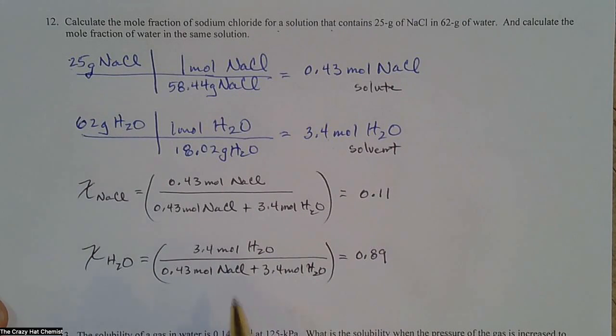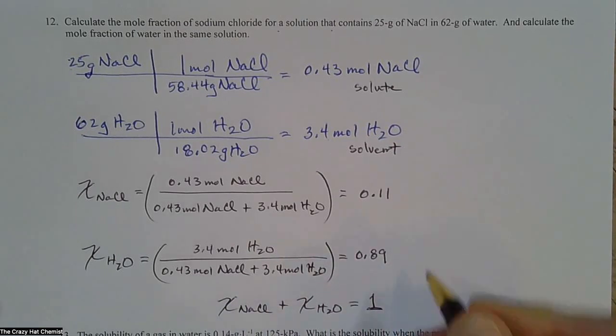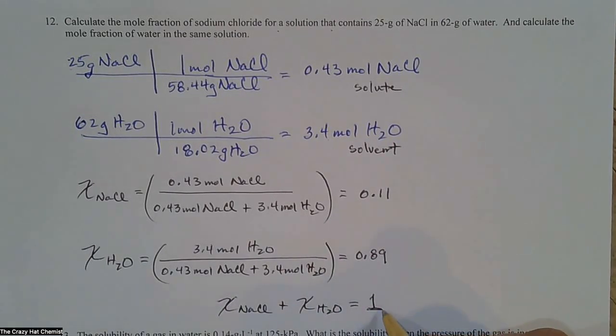And then what you need to do now, to make sure that you have done this correctly, is add the mole fraction of NaCl plus the mole fraction of H2O. That should equal 1. And so I'm going to take 0.11 plus 0.89, and that will equal 1. If it doesn't equal 1, then you probably did that problem wrong, and that would be a bad thing, and then you're going to start over and try it again. Okay? That would be my check on that problem. All right. Sweet. We are going to move on to the next problem.